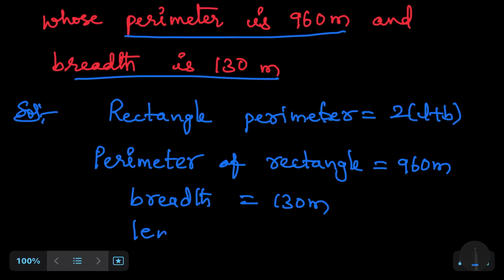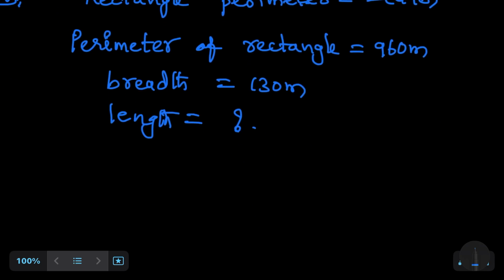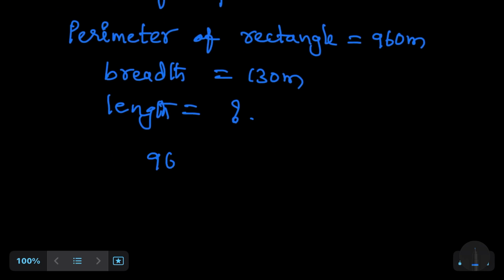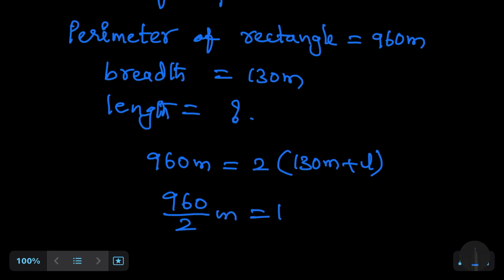What is the length? Length we don't know. Length equal to how much? Write in the formula: 960 meters equal to 2 into (130 meters plus length). Divide by 2 on both sides. 960 by 2 meters equal to 130 meters plus L.